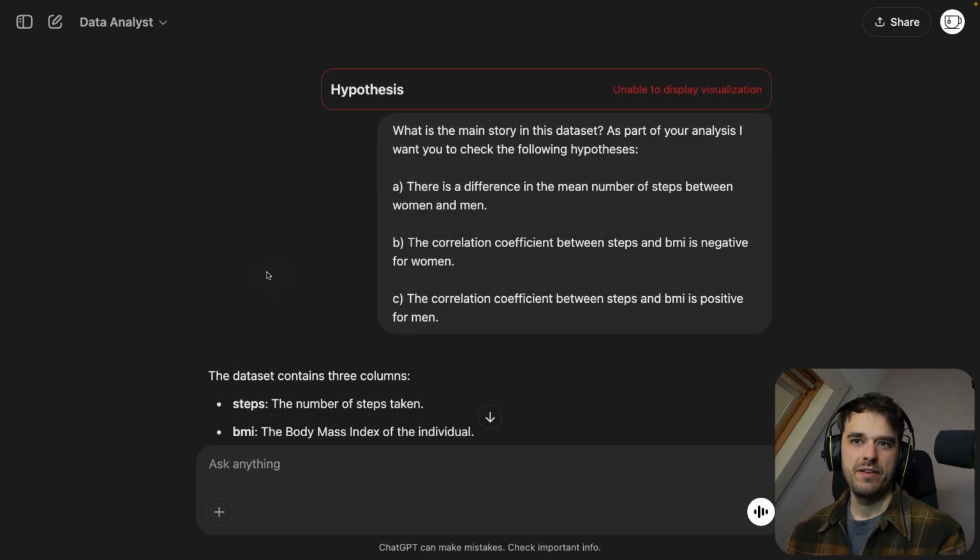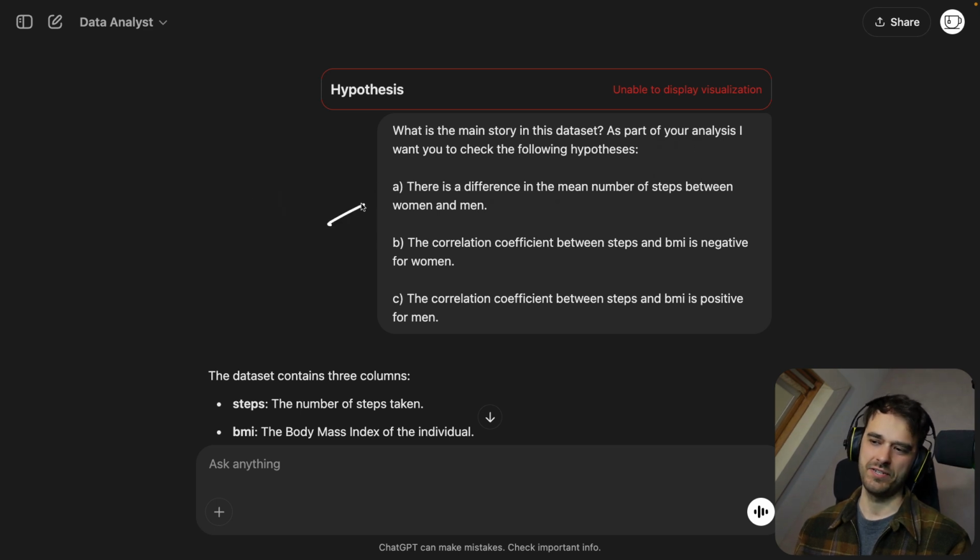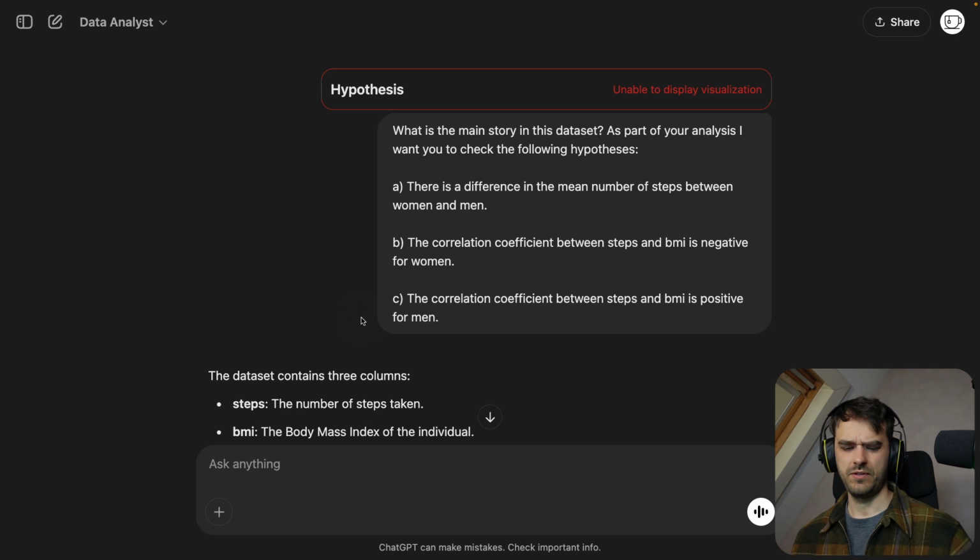Next up, what would happen if I do give it hypotheses? Well, it did something interesting here too. So it's pretty much the same question, by the way. I'm just asking, what is the main story in this data set? And as part of your analysis, I want you to check the following hypotheses. And these were the ones that I was able to grab from the internet. I believe these were the questions that were also in the paper.